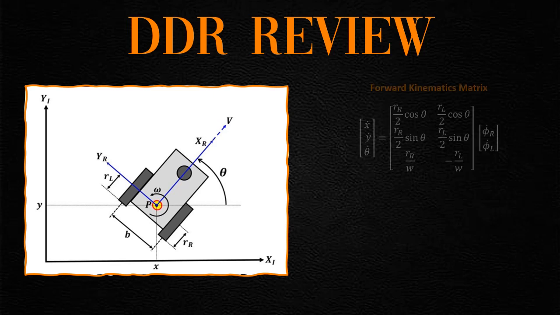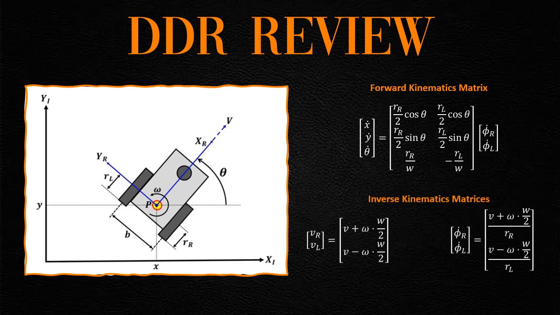On the current slide, you can observe the forward kinematics matrix, which displays the robot's world frame coordinates and heading based on specific motor speeds. Additionally, we have utilized inverse kinematics matrices in the control subsystem to calculate the required motor speeds to achieve desired world frame coordinates and headings. These matrices play a crucial role in achieving precise and accurate movement control.